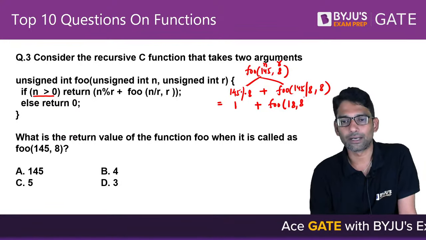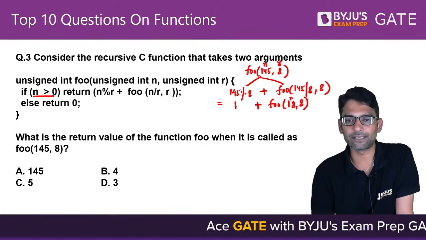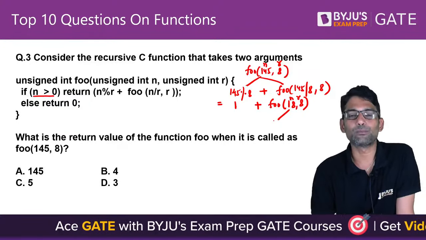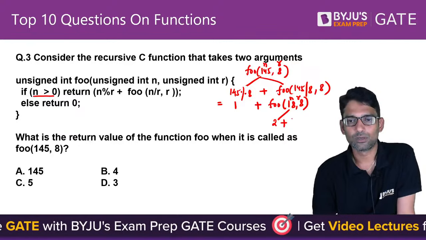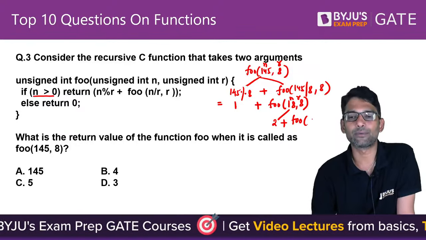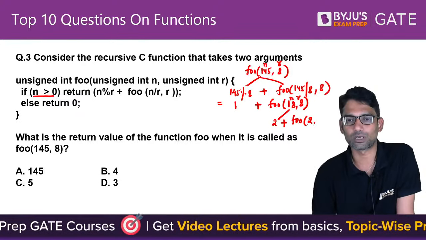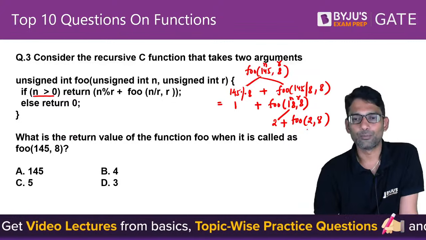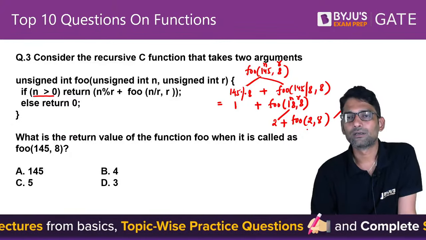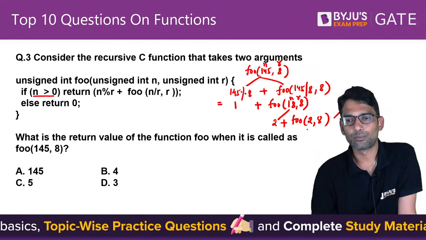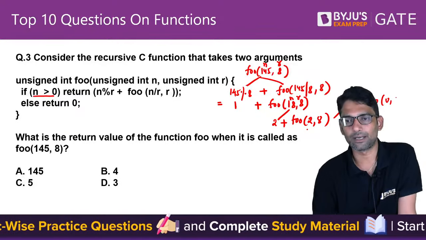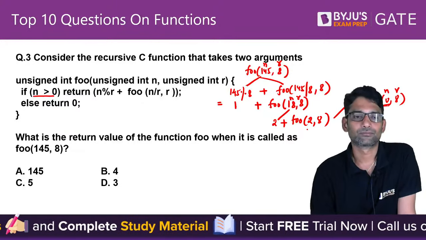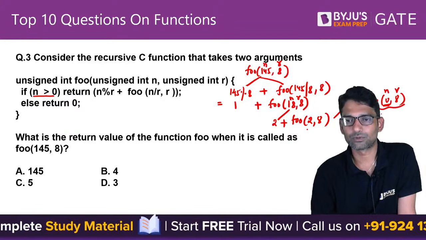18, 8. So n is 18, r is 8, greater than 0. So this would be 18 mod 8, 2 plus foo of 18 divided by 8, 2, 8. 2 is greater than 0. So foo of 2, 8 is 2 mod 8 is 2 plus foo of 0, 8. 2 divided by 8 is 0. So n is 0. Then return 0.